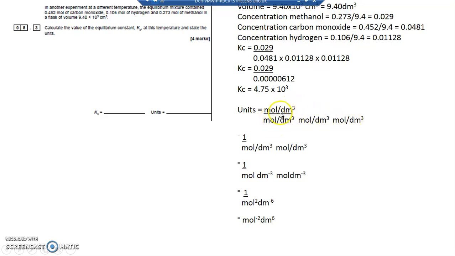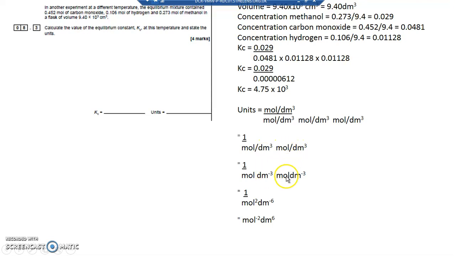2 of those, top and bottom, 1 at the top, 1 at the bottom, cancel to leave just nothing on the top, or rather a 1 on the top, divided by mole divided by decimeter cube, mole divided by decimeter cube. These two are still on the bottom. What's another way of writing this? Well, mole divided by decimeter cubed, another way of writing that is mole dm to the minus 3. The minus means you've divided by the decimeter cubed.